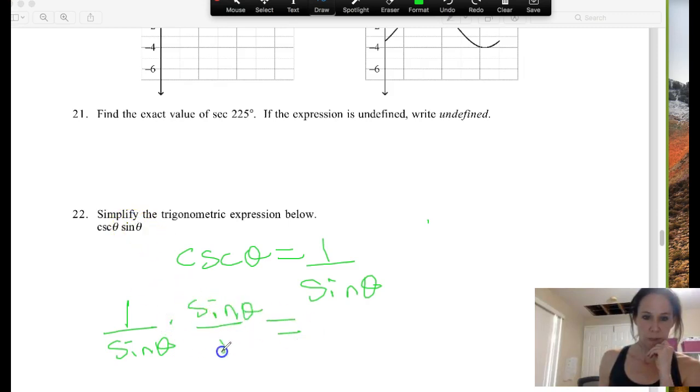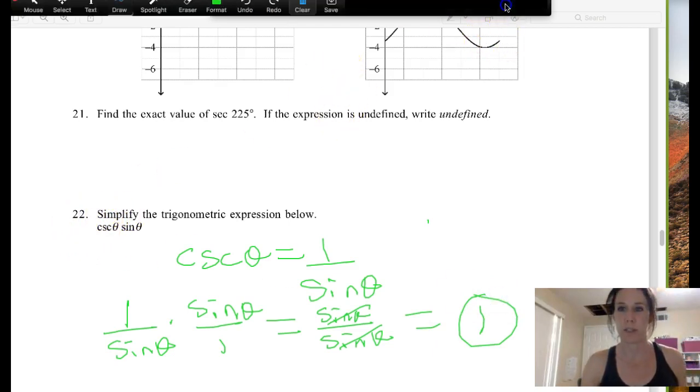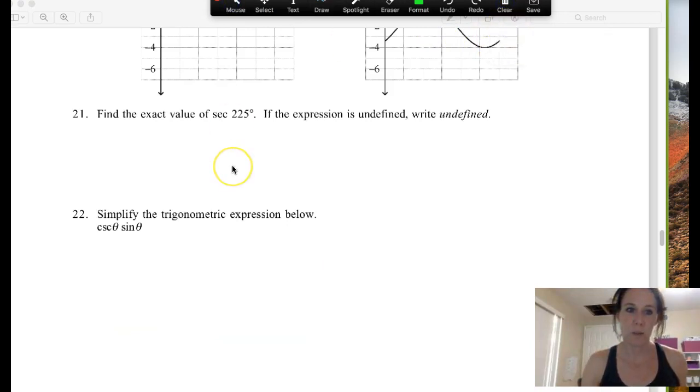Well, multiply across the top. This is sine theta over top, and then sine theta on bottom. Sine theta divided by sine theta is just 1. Okay, so know your cosecants and your secants, and your cotangents and your tangents. All right, on to the next one.